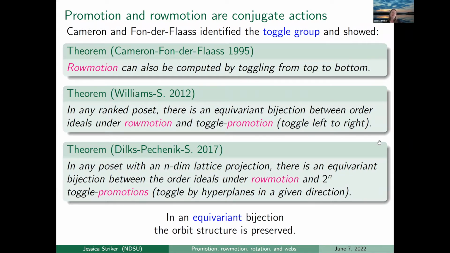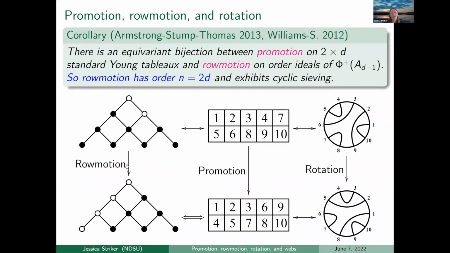But in all of these situations, the point is that an equivariant bijection is one in which the orbit structure is preserved. So we can say that we know something about the orbit structure of Rowmotion because it's conjugate to toggle promotion, which is equivariant with promotion and with rotation. So we can map all the way back to this rotation from Rowmotion on order ideals in this poset, recovering a result of Armstrong, Stump, and Thomas that they proved on Rowmotion directly.